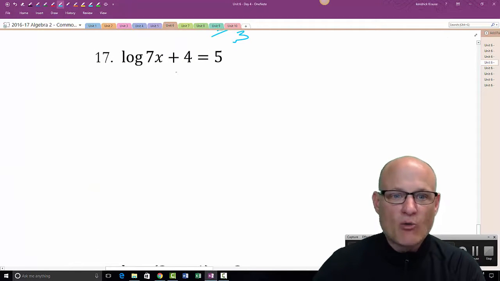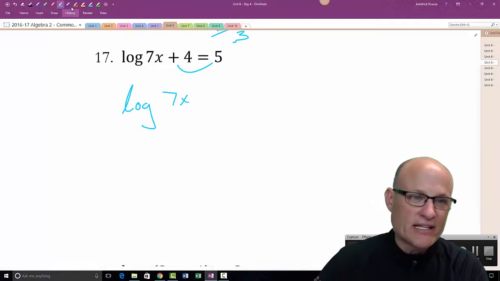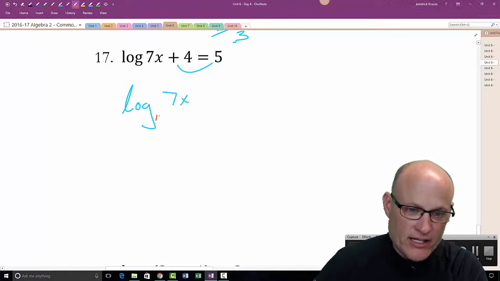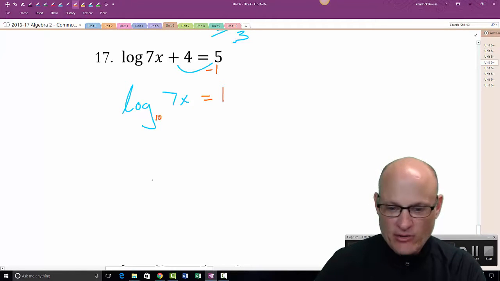So anyway, we're going to bring the 4 over. So I get log of 7x. Now, if you don't like the fact that the base isn't sitting there, write it in. Say, oh, yeah, that's base 10. Equals 1. Because remember, we're going to subtract 1. All right. Now, this one's easy. I don't even need my calculator for this one.